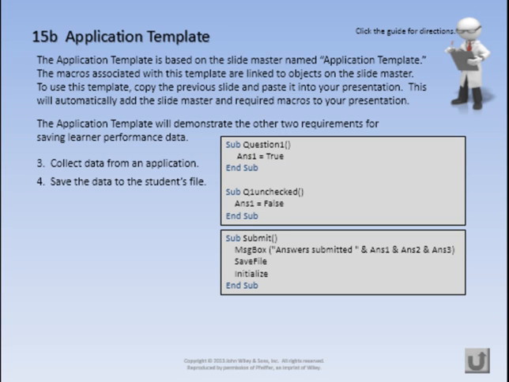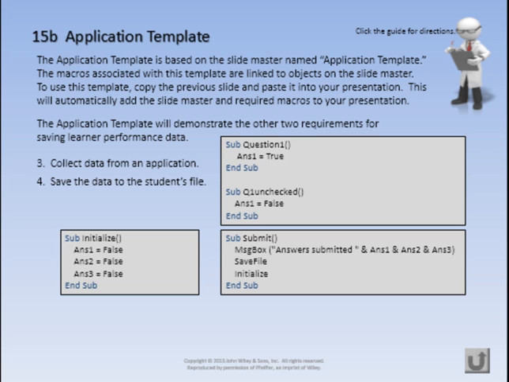The submit macro is attached to the submit button. It consists of a message and two additional macros, save file and initialize. The message informs the learner the answers that will be saved. The initialize macro sets ANS1, ANS2, and ANS3 back to false in preparation for the next learner.